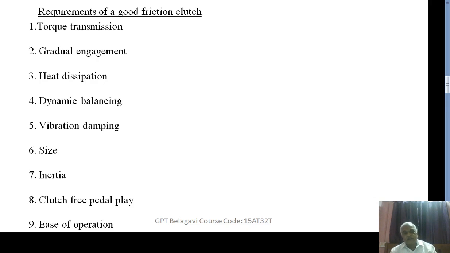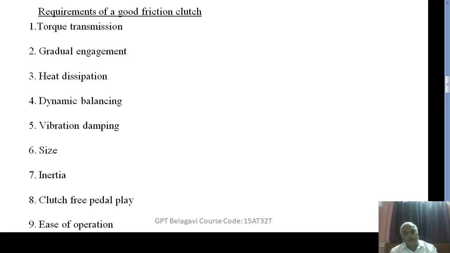Then the seventh one is the inertia. The inertia mainly depends upon the weight of the clutch components. If we use lighter weight clutch components, we can reduce the inertia. If we reduce this inertia, we can balance this clutch unit very easily. Therefore, try to minimize this inertia by using lighter material for the clutch components without compromising its strength.